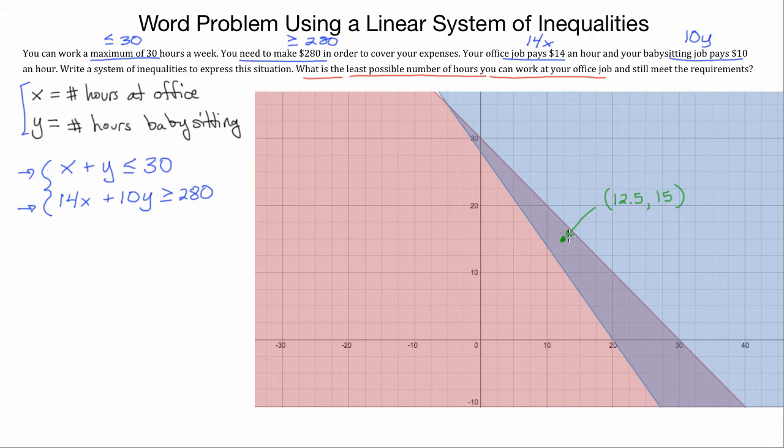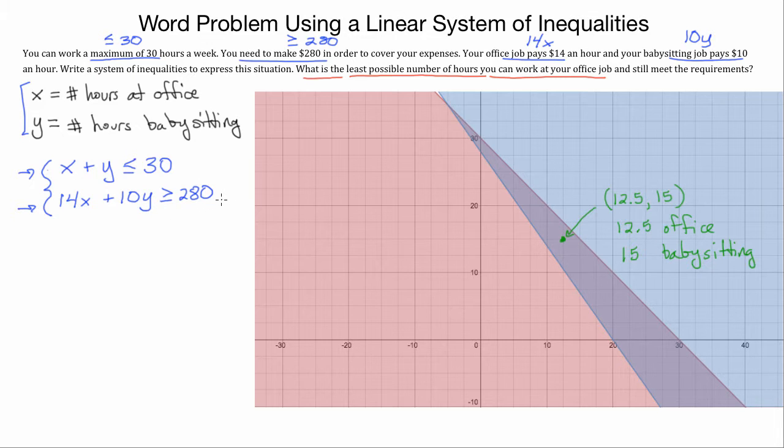So what that particular point is saying is work 12.5 hours at the office and then work 15 hours babysitting, because that's what my x and y values were defined as. And if I work those hours, then I'll have worked less than 30 hours, which makes sense. 15 plus 12.5 is 27.5 total hours. But I'll have made enough money to meet my weekly expenses.